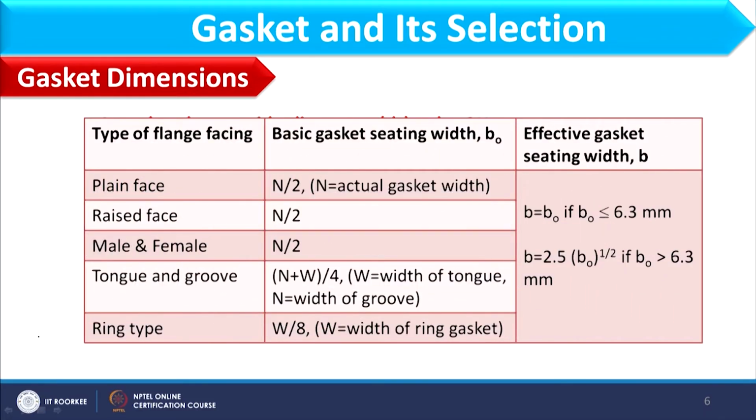Further, you see this table where I am having different types of flange faces like plain, raised and ring type and other types, and here I am having basic gasket seating width, that is B0. For each type of facing I am having a B0 expression. So, B0 we can calculate accordingly, and then we can find out effective gasket seating width considering these expressions.